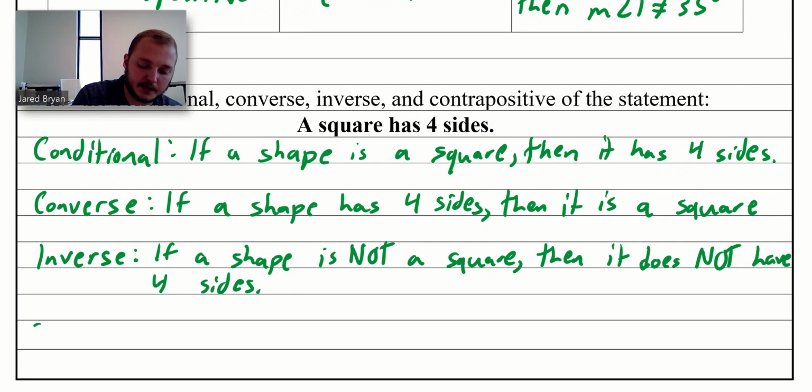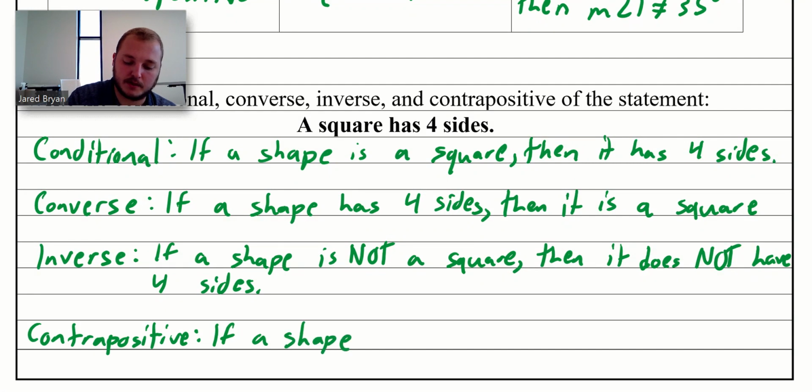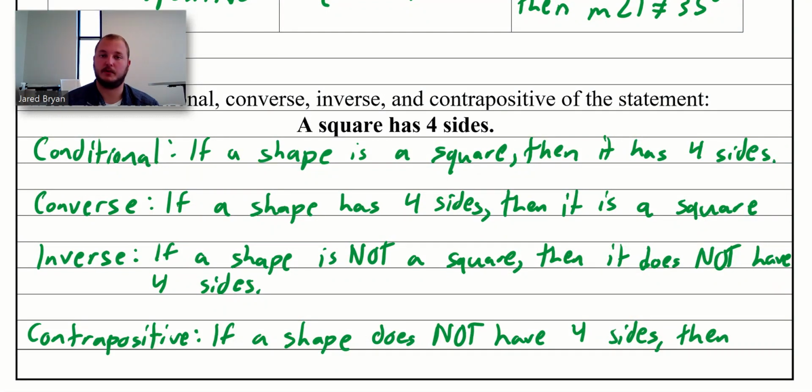And then last piece here, the contrapositive. And then we'll be done for the day. Let's combine them now. So I say if a shape does not have 4 sides, then, now what was my original hypothesis and how do I negate that? Then it is not a square.